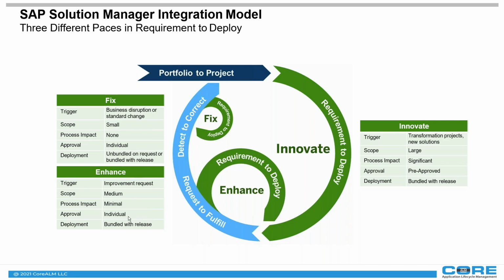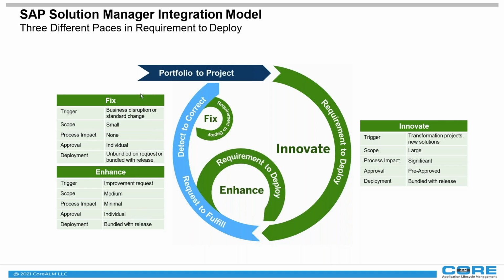Versus the enhance side, where this could be your medium scope or very small projects. They are also bundled into a release, but could be maybe quarterly releases where you're improving your business processes and deploying. This is something where you can use requirements to deploy. You can also use Focus Build, or you can use a standalone SAP Solution Manager, which would utilize requirements management and ChaRM without having to use Focus Build. Ideally, once you go live with Focus Build, at this point you start utilizing ChaRM for the enhance side to enhance your business processes.